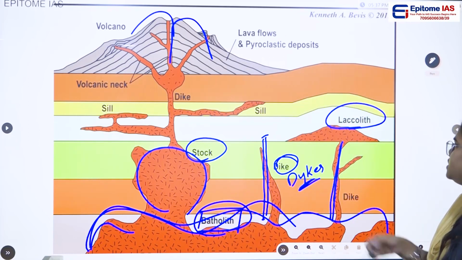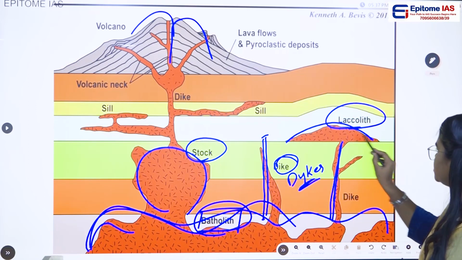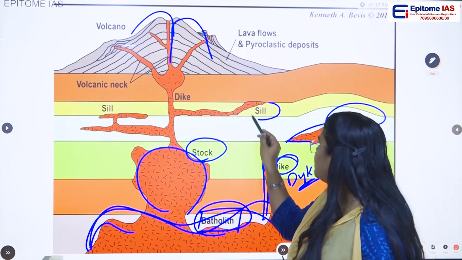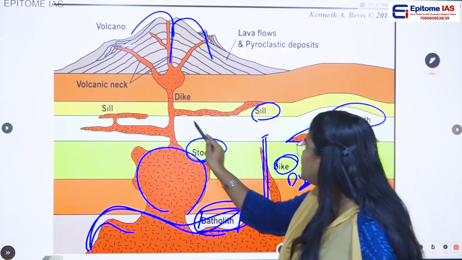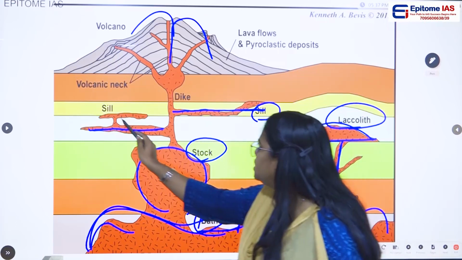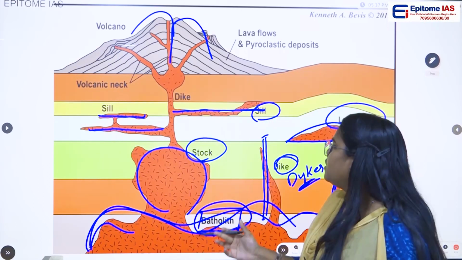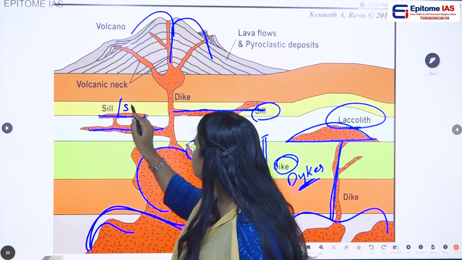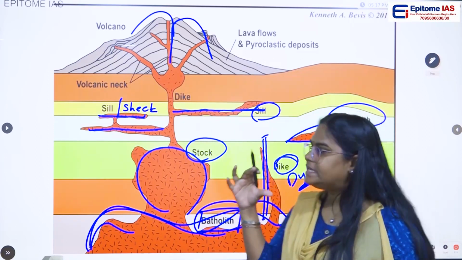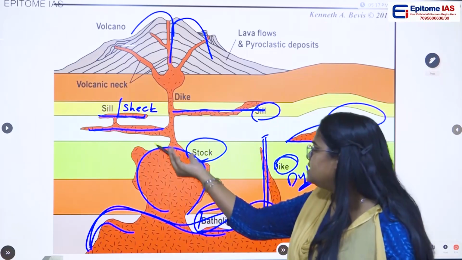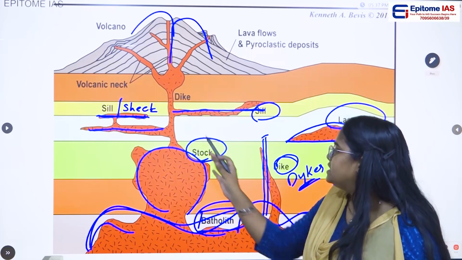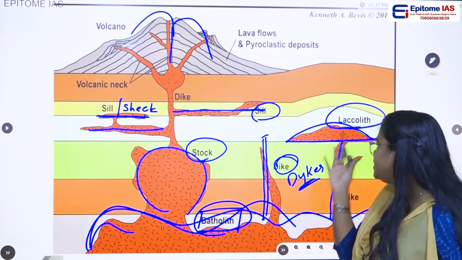Then the other feature is laccolith. What is this laccolith? These are features which are dome shaped. And sill, we saw in that particular question, it was a near horizontal feature, and we call it a sill. We can also call it a sheet. When this horizontal feature is somewhat thicker, we call it a sill. And when it is somewhat thinner, we call it a sheet. So these are some of the intrusive features.